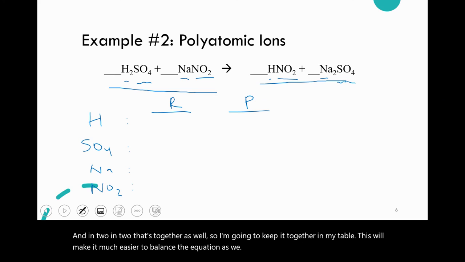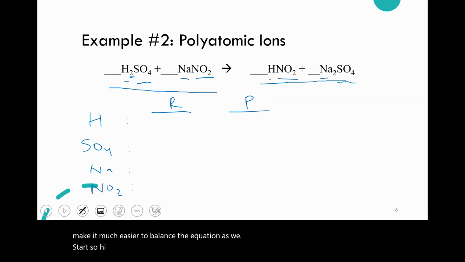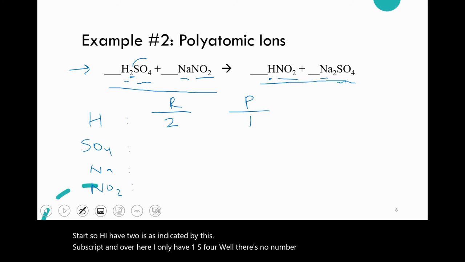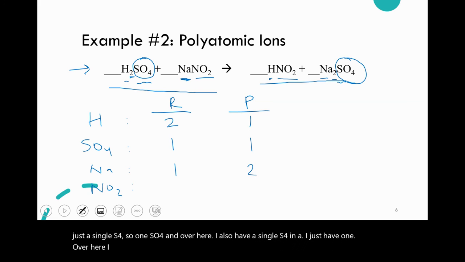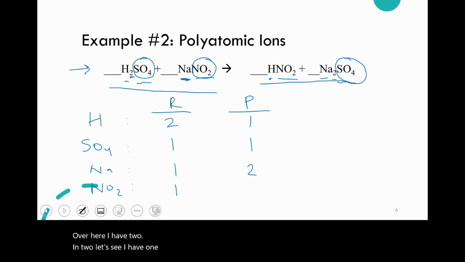Okay, so H, I have 2 as indicated by this subscript. And over here, I only have 1. SO4, well, there's no number out front yet. And this is just a single SO4. So 1 SO4. And over here, I also have a single SO4. Na, I just have 1. Over here, I have 2. NO2, let's see, I have 1 NO2. And over here, I also have only 1 NO2.